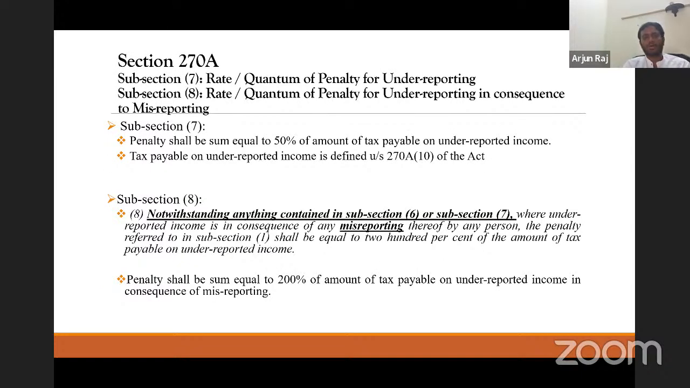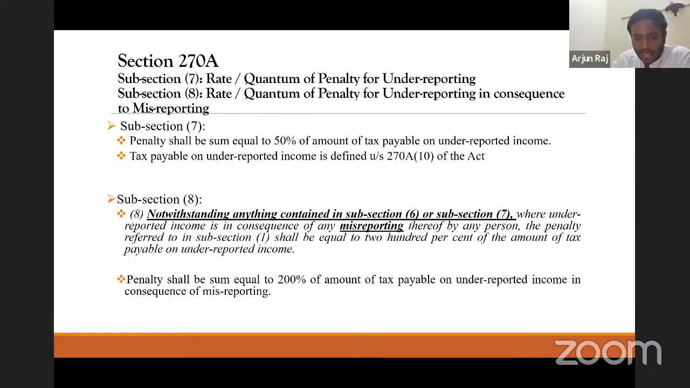Subsections 7 and 8 talk about the rate and quantum of penalty to be levied. Subsection 7 talks about a scenario of underreporting of income, where 50% of the tax payable on underreported income as computed under subsection 10 will be levied. Now, subsection 8 is very crucial, because it is a non-obstante clause where subsections 6 and 7 are overridden. Notwithstanding anything contained in subsection 6 or 7, where underreporting of income is in consequence of any misreporting thereof by any person, the penalty referred to in subsection 1 shall be equal to 200% of the tax payable on underreported income. So the penalty levied on misreporting is 200%.